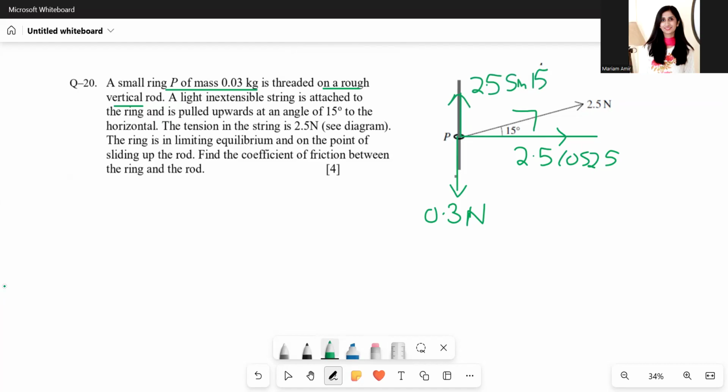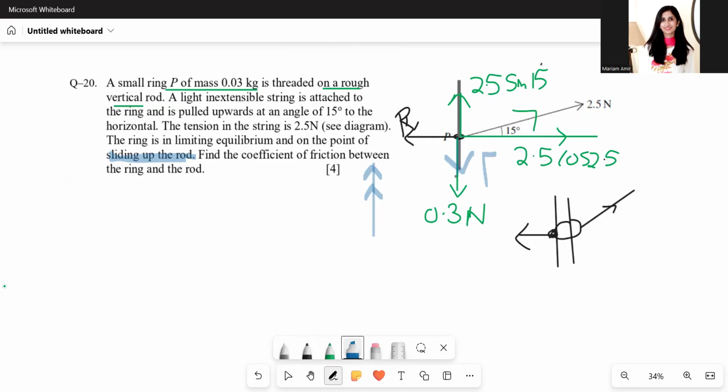Okay. Next, there's going to be a normal contact force on the system. Since it's being pulled in this direction, the contact will be here and R is going to be perpendicular to the contact. So we have a normal contact force in this direction. The tension in this string is 2.5 newtons. The ring is in limiting equilibrium and on point of sliding up the rod. Okay. That means when it will move upwards, which means friction would be downwards.